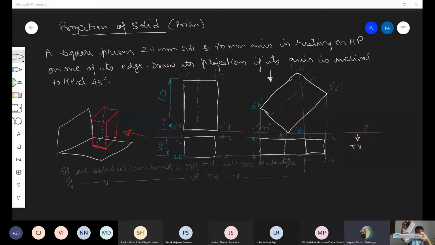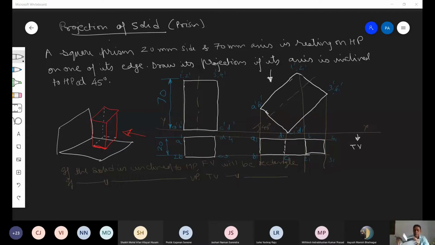Horizontal, sir. Horizontal plane. All of you understand this? Whenever it is inclined to HP, it may either rest on its edge or corner. Either it will rest on edge or it will rest on corner when it is inclined to HP.